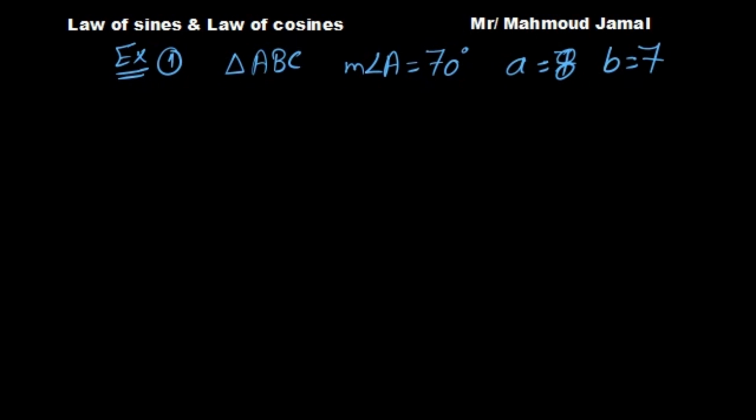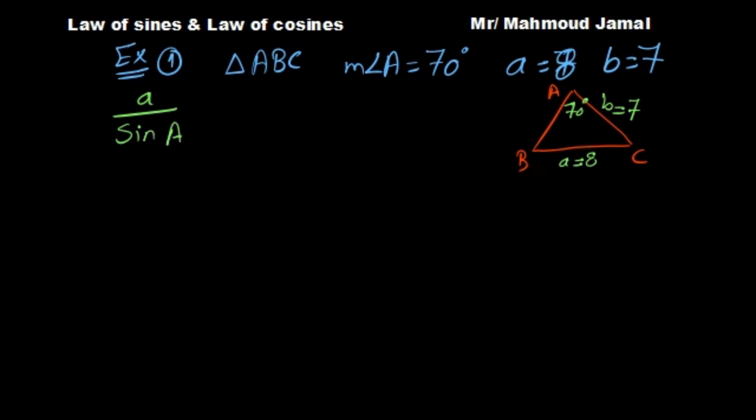How to do it? Firstly, start by drawing the triangle. We have A, B, and C. We are given measure A equals 70 degrees, and the side opposite to angle A, which is a, equals 8, and b equals 7. I remember the rule: a over sine A equals b over sine B equals c over sine C.